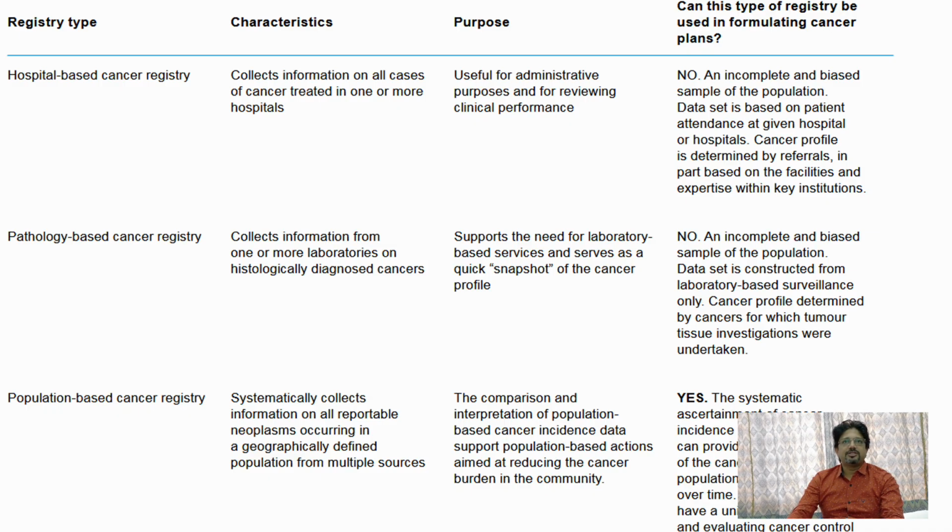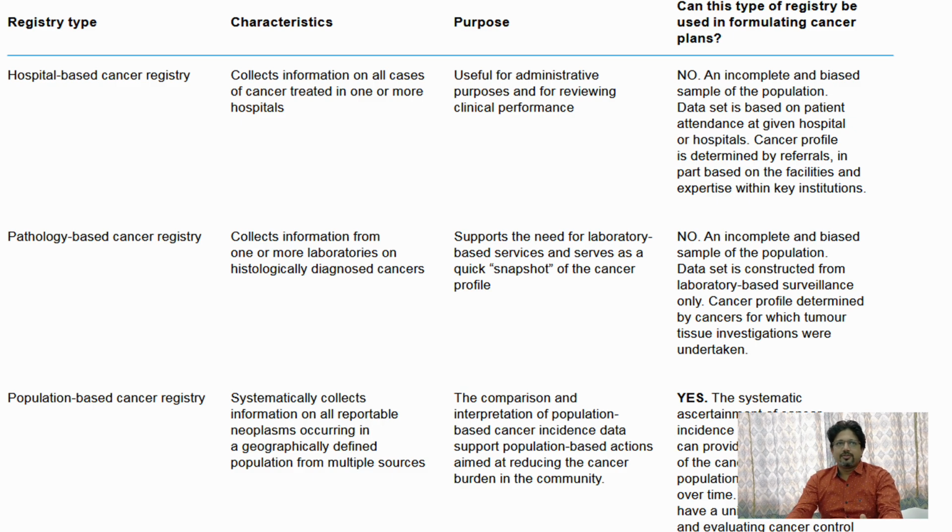The population-based cancer registry is said to be one of the best, where we have all the information. It systematically collects the information of all the reportable neoplasms occurring in a geographically defined population. So it takes account of the defined population, whereas a hospital-based registry has just the information of a hospital.